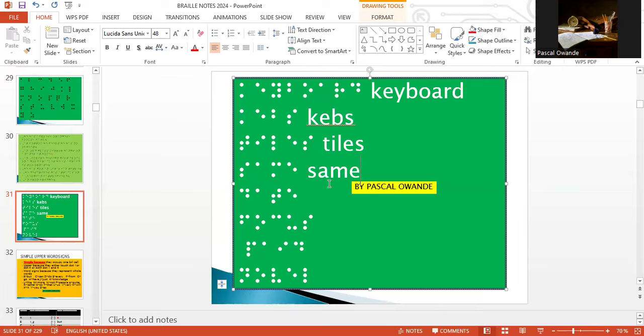Then the fifth one, we now have dot 1, dot 4, dot 5 for letter D, dot 1 for letter A. We have dot 1, dot 2, dot 3, dot 4, dot 5 for letter T. And then we finally have dot 1, dot 5 for letter E. So the word is date, tarehe, date.